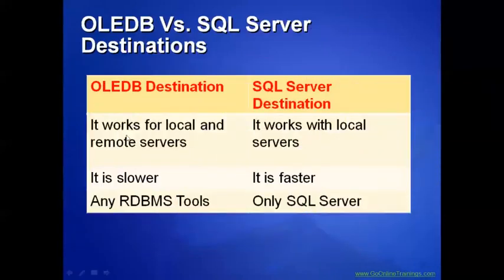Okay, read this. It works for local and remote servers. SQL Server destination works for the local server. Local and remote means what? Remote means you have SSIS and everything separated. OLEDB is slower, SQL Server is faster. OLEDB works with any RDBMS tool, while SQL Server destination is only for SQL Server. So that is the point. Clear? So, OLEDB destination and SQL Server destination: when to use, when not to use.